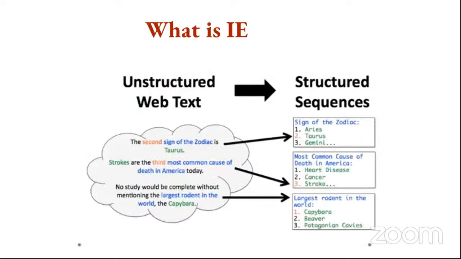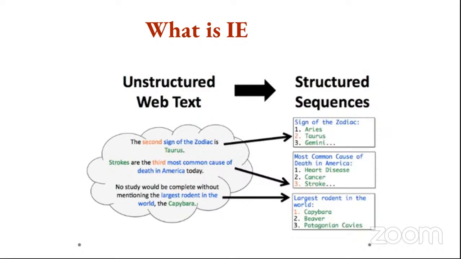So basically information extraction means that from unstructured data, you have to extract some useful information. Suppose there is a sentence, "The second sign of the zodiac is Taurus." From this sentence, we have to extract the information that the sign of the zodiac is Taurus. We will have several sentences, and from those sentences we have to extract what the signs of the zodiac are.